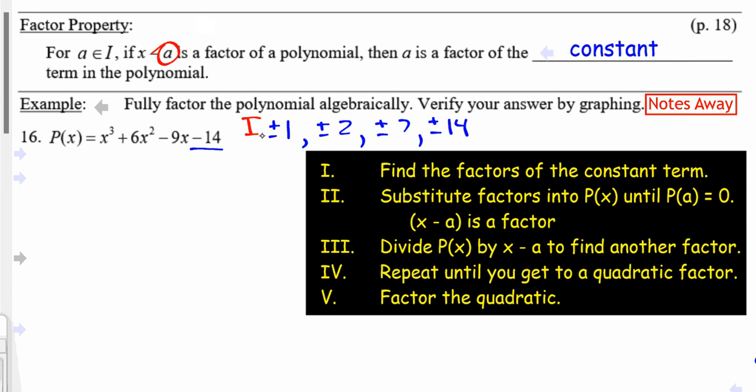Step 2, I'm going to start substituting these into the polynomial to see when I'm going to get the polynomial equal to 0, which means I have a remainder of 0, which tells me I found a factor.